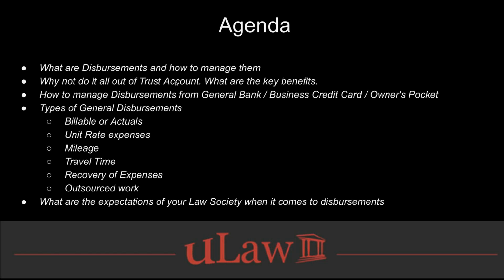As the agenda suggests, we're going to be seeing a few basics of disbursements. What are disbursements? How to manage them? How do we record them? Most importantly, whether it's being spent from trust, general, or your own pocket. What are the different types of general account? Because general account doesn't just mean only a general bank account, but even a credit card or your own pocket is also termed as non-trust accounts, which is obviously something like general.